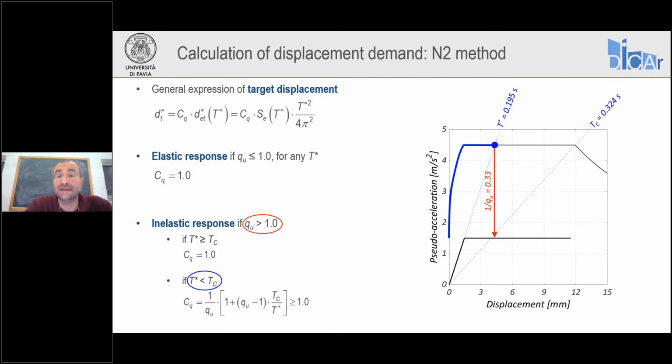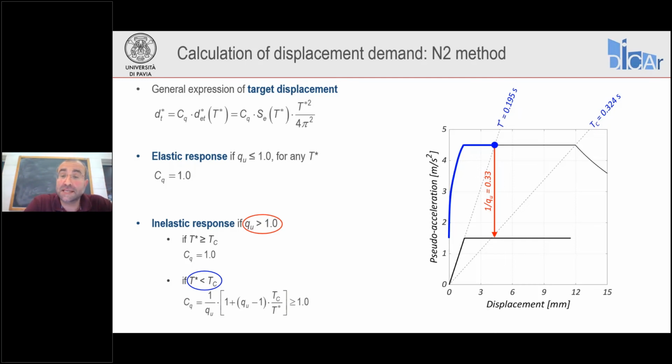And so we can define our strength ratio. You see that to move from the elastic demand to the plastic plateau of the bilinear response, we have to multiply the acceleration by 0.33. That is, we have to divide it by a Q factor of 3, basically. And a Q factor of 3 is greater than 1.